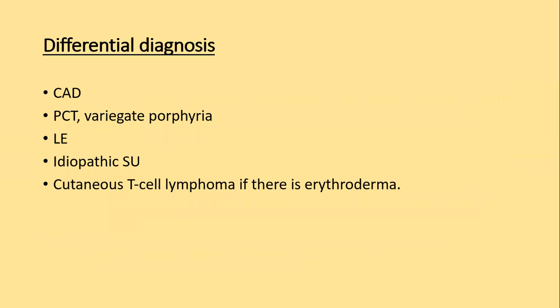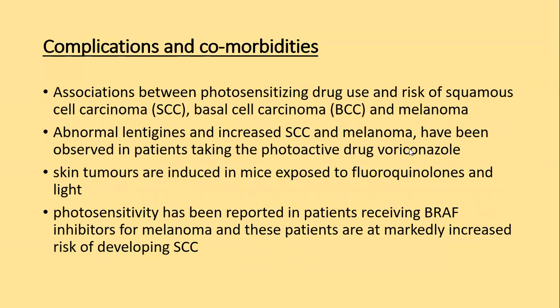Differential diagnosis of drug-induced photodermatitis includes chronic actinic dermatitis, porphyria cutanea tarda or variegate porphyria, lupus erythematosus, idiopathic solar urticaria, and cutaneous T-cell lymphoma if it is erythroderma.